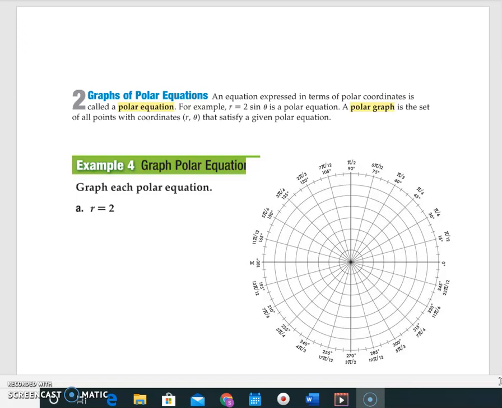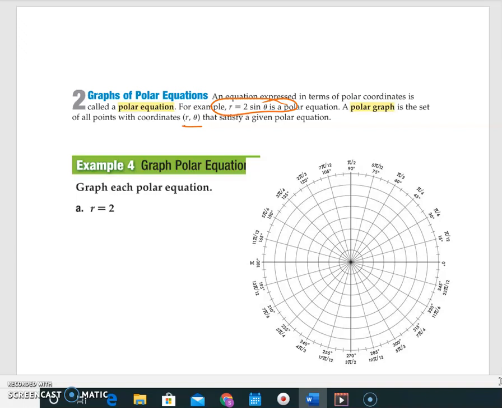All right, so let's graph some polar equations, and we're just going to do some very, very basic ones. An equation expressed in terms of polar coordinates is called a polar equation. An example of one, and this is a little more complex, is r, being radius, equals 2 sine theta. That's a polar equation. A polar graph is the set of all points with coordinates r and theta that satisfy each given equation.